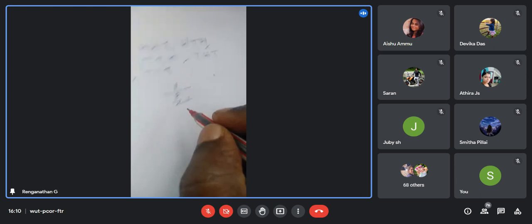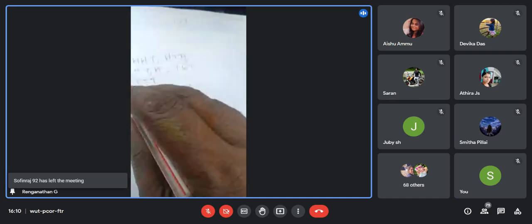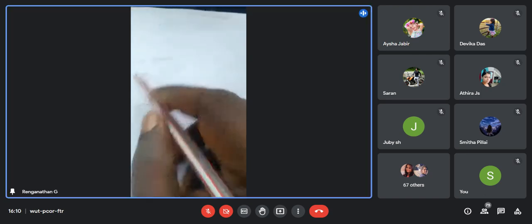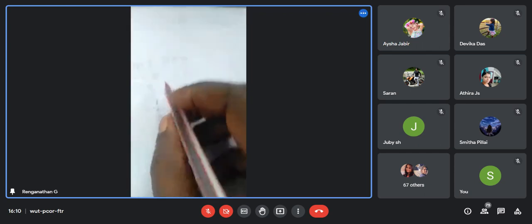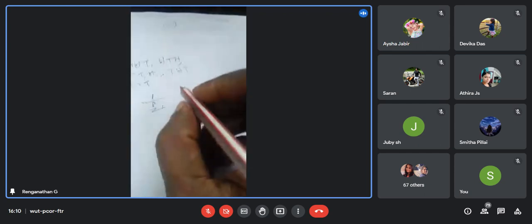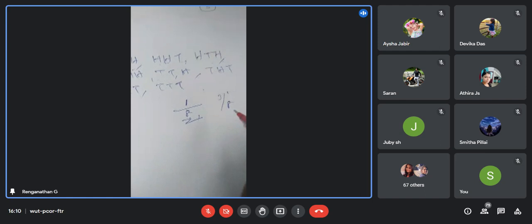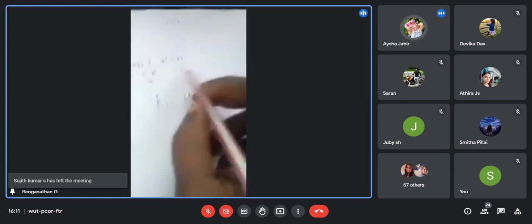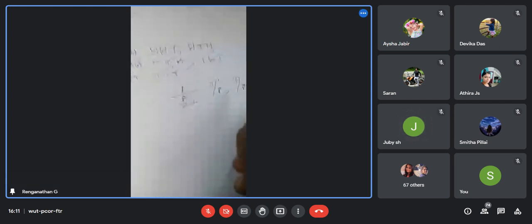Is it clear? Then two heads. How many two-head items are here? Here 3: one, again two heads, 2, 3. I think it is 3. Only two heads are there in 3 items, isn't it? So the probability is 3/8. Okay. Then what is the next question? One head. How many of these have only one head? It's also 1, 2, 3. It's also 3. So the answer is 3/8.